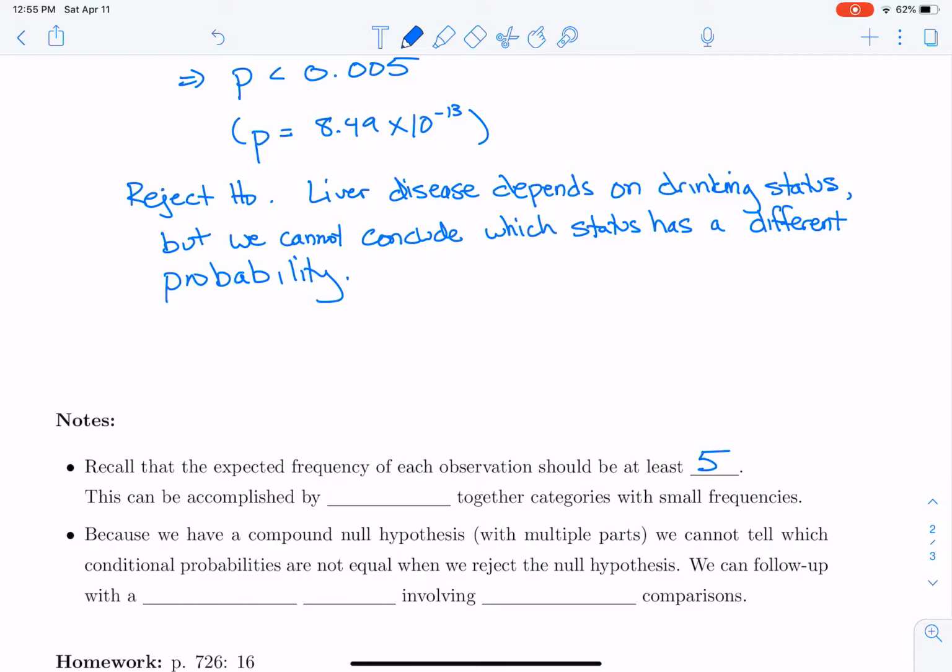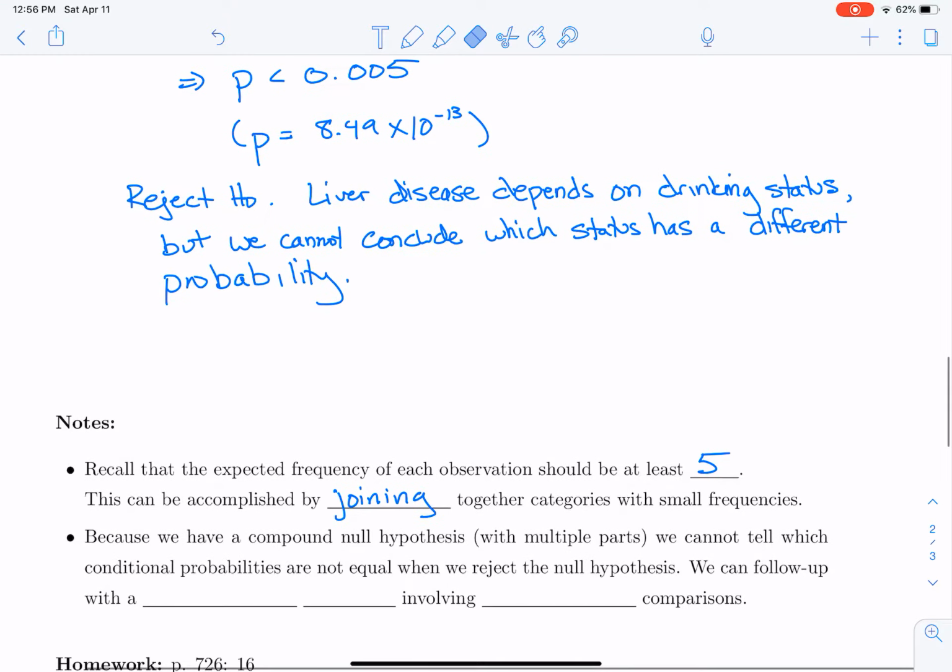And if it's not at least 5, you need to join together some of the categories with small frequencies. I want to point out that in the last video, with the hair and eye color, we actually did have some frequencies that were less than 5. And you can't join together categories with 2x2 contingency tables. So you would just need more data than what I was able to collect from you guys.